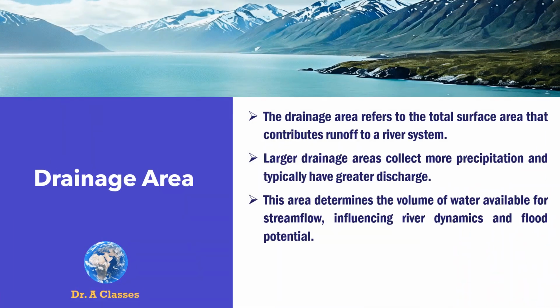Drainage area. The drainage area refers to the total surface area that contributes runoff to a river system. Larger drainage areas collect more precipitation and typically have greater discharge. This area determines the volume of water available for stream flow, influencing river dynamics and flood potential.